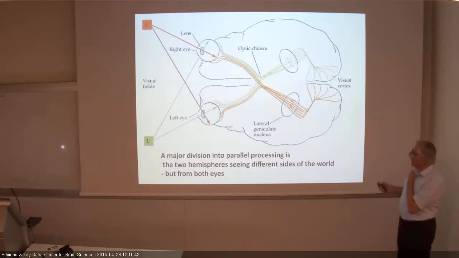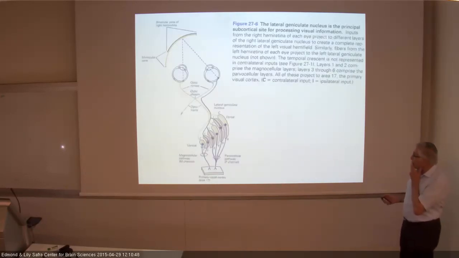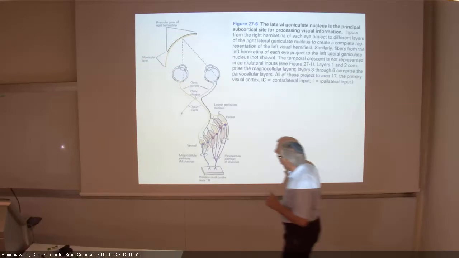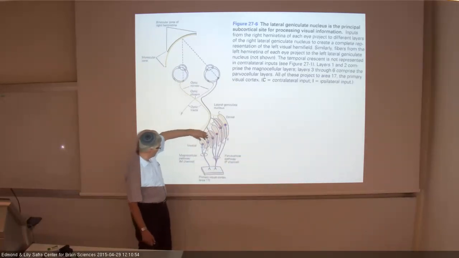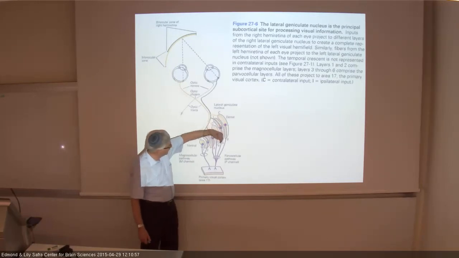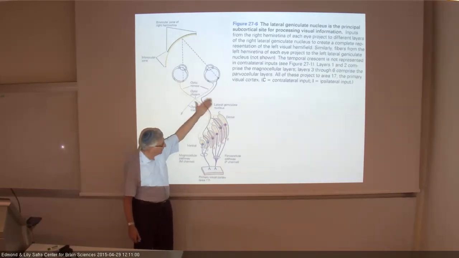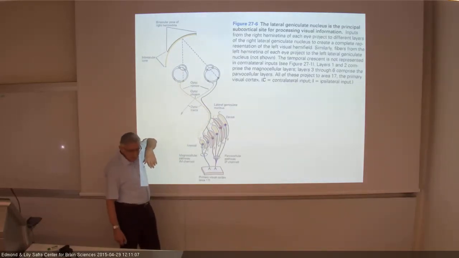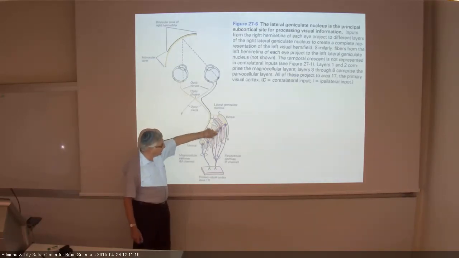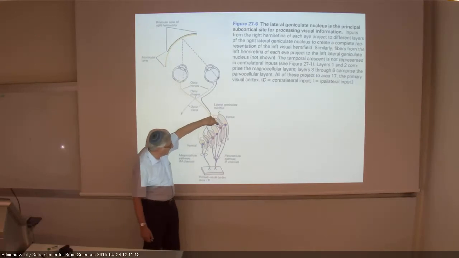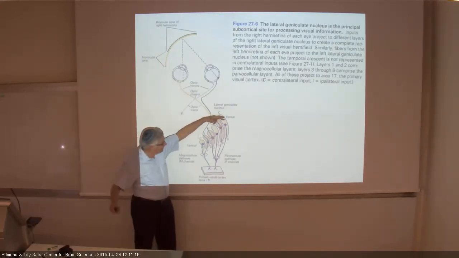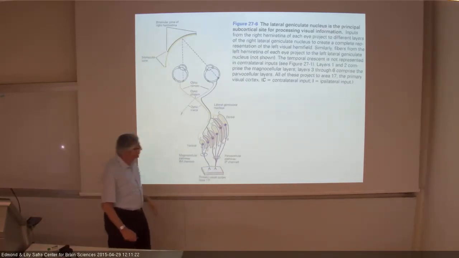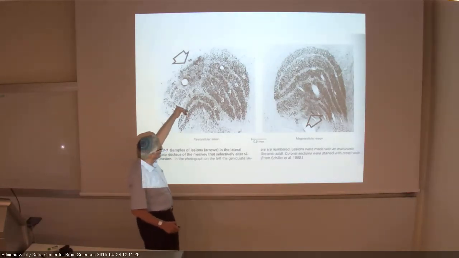So, first of all, we have the two hemispheres, each one getting from a half of the visual field, but from both eyes. Then we go to the geniculus, where we have the magno and the parvo. They're arranged according to the map of the world. This is a slice: left eye, right eye, left eye, right eye, left eye, right eye, left eye. If you would take an electrode and go through, you would find the same location of receptive field, but they don't talk to each other. They're separate areas. And the first place they're going to talk to each other is going to be in the visual cortex.